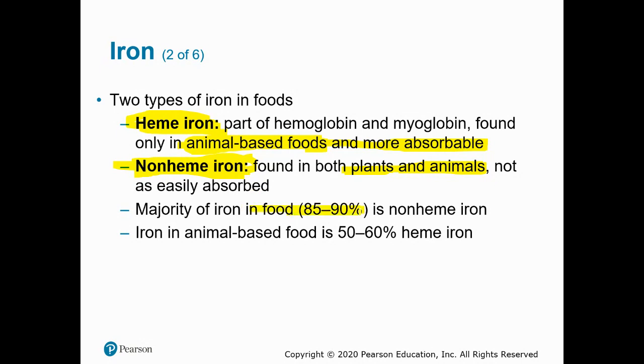So in foods that we eat, the majority of iron is in that non-heme form. 85 to 90% of all iron that we eat is in non-heme form. In animal-based foods, we're going to see higher proportions of heme iron, again, because of the hemoglobin and myoglobin. But potentially even 50-50, we're getting heme and non-heme iron from animal-based foods.